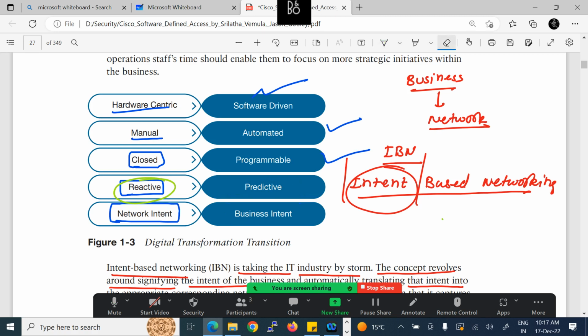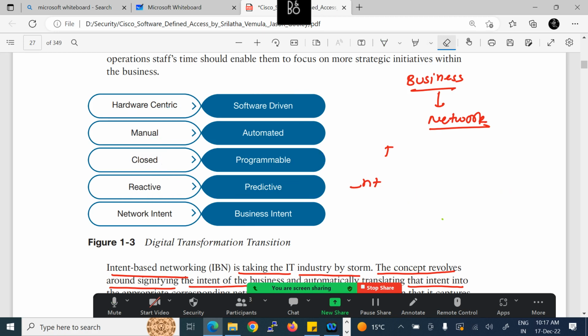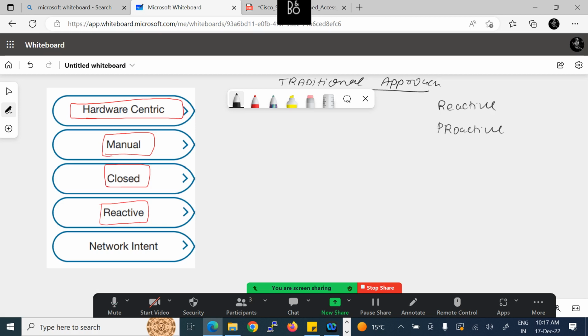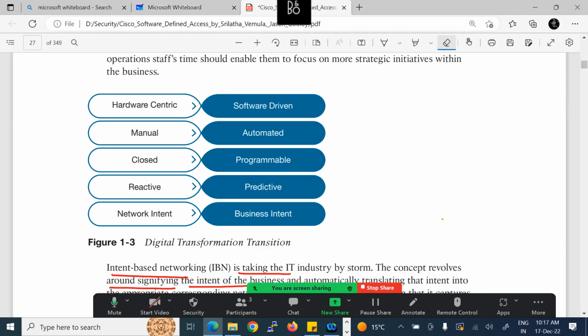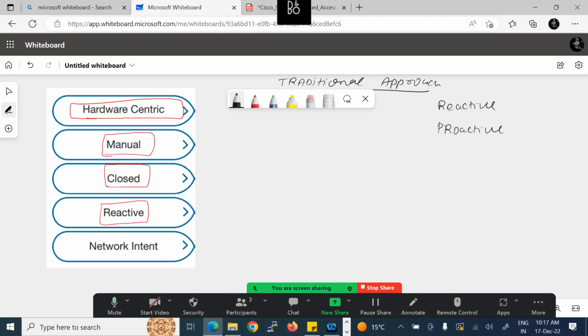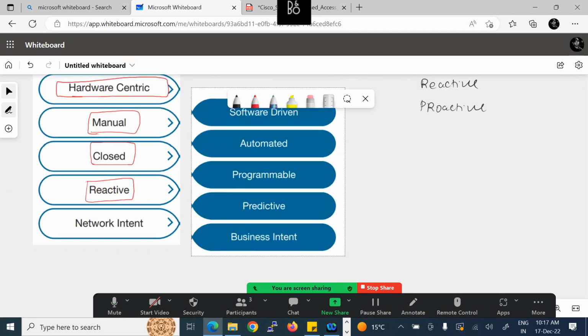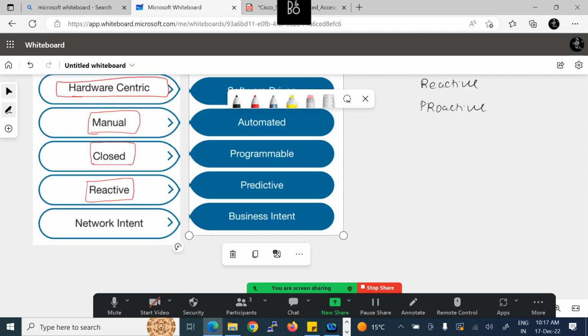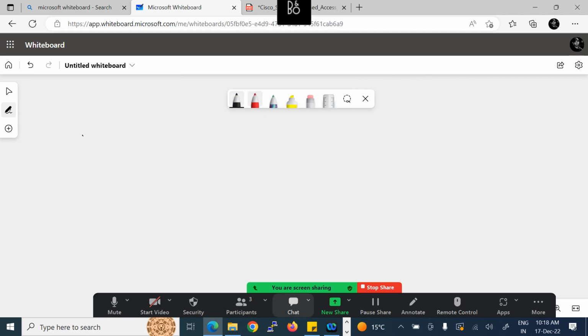All right. So now let's come back to the whiteboard here. So we are moving from traditional to this approach. All right. Software driven, intent based, and this, DNA Center.